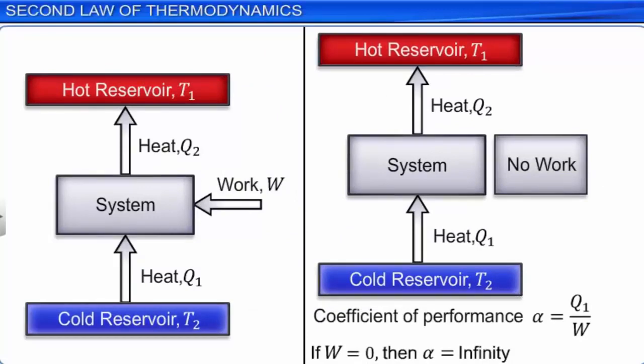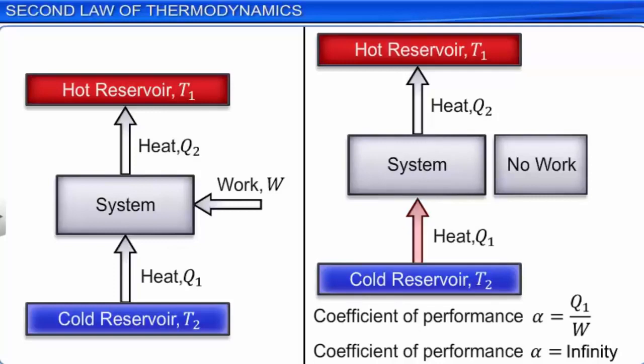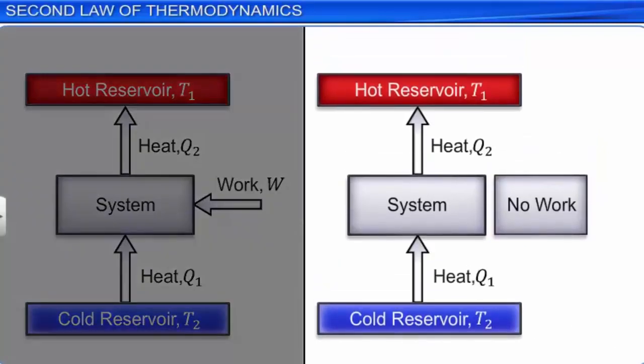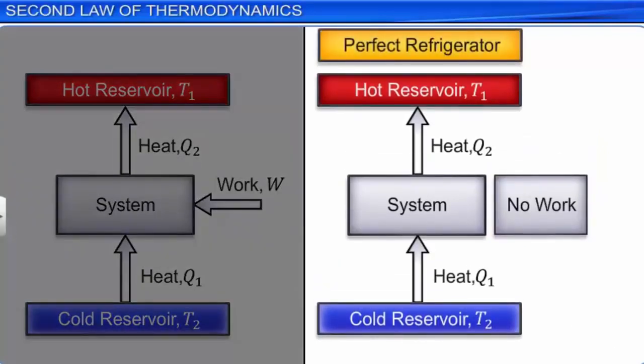This means a refrigerator with a coefficient of performance equal to infinity can extract heat from a cold reservoir and release it to a hot reservoir without any external work on the system. Such a refrigerator is known as a perfect refrigerator. But the second law of thermodynamics places a restriction on this.